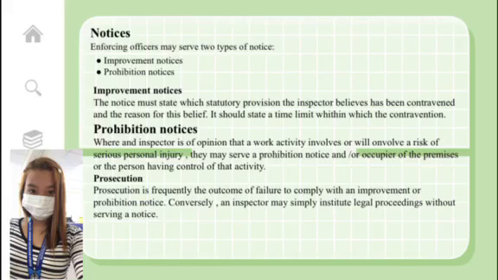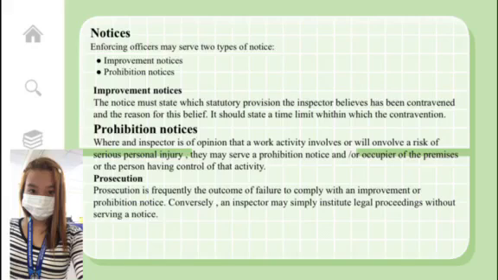Second, prohibition notices. Where the inspector is of the opinion that a work activity involves or will involve a risk of serious personal injury, they may serve a prohibition notice on the occupier of the premises or the person having control of the activity.